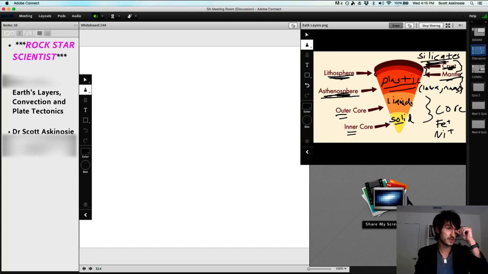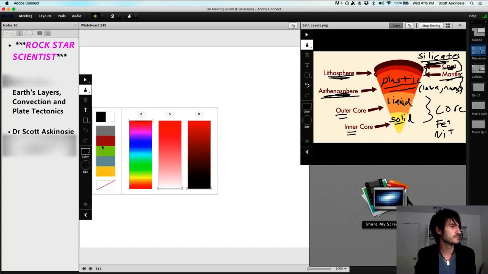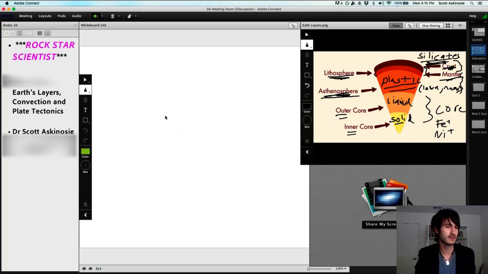Okay, so those are the Earth's layers. Now, I'm going to draw you a very awful drawing of the Earth, and we're going to talk a little bit more about these layers and why they're important for the rest of this unit moving forward.